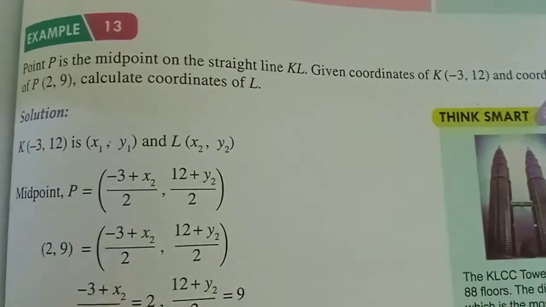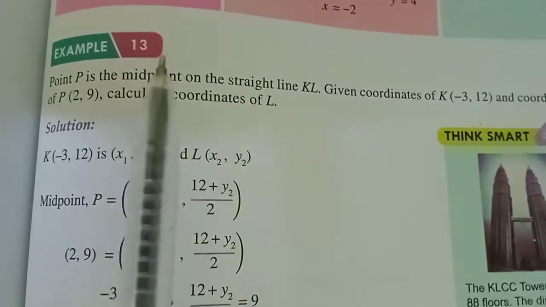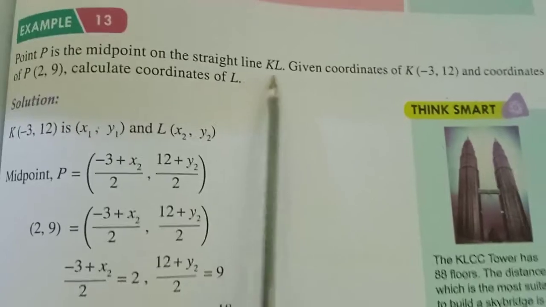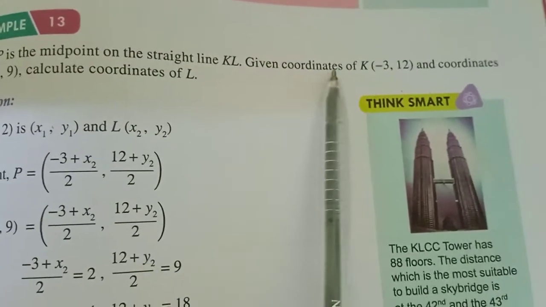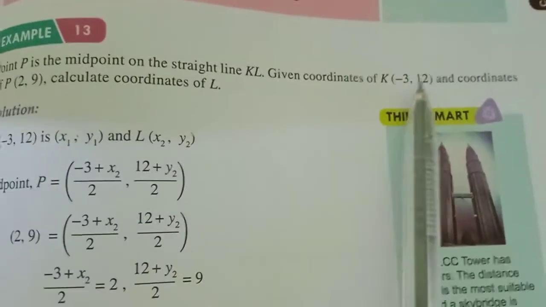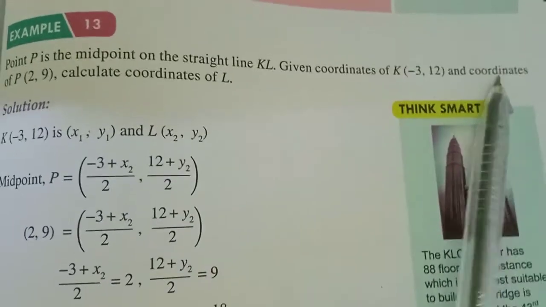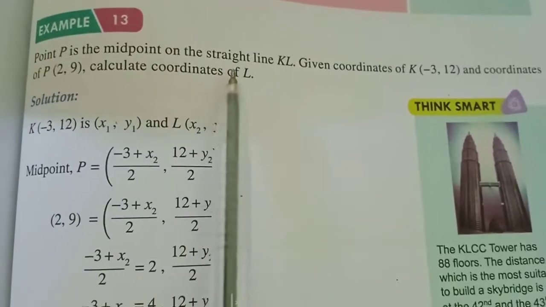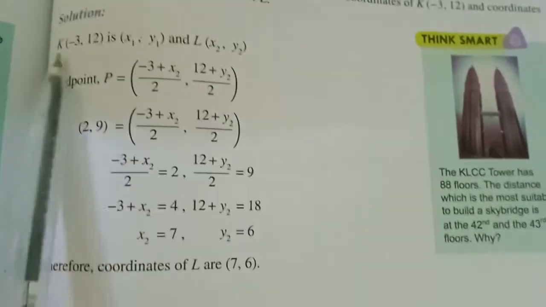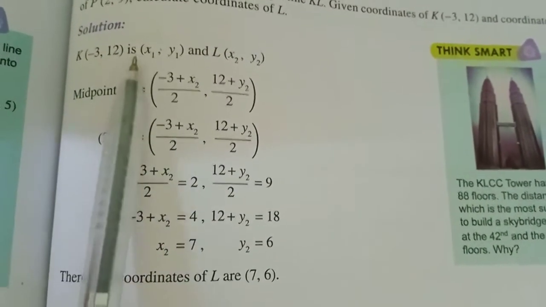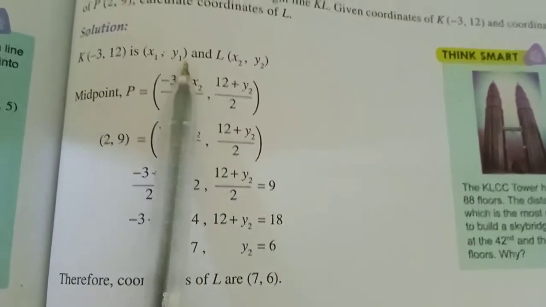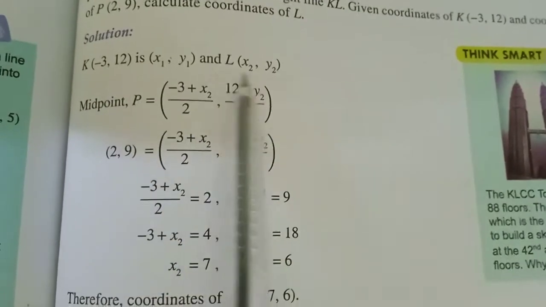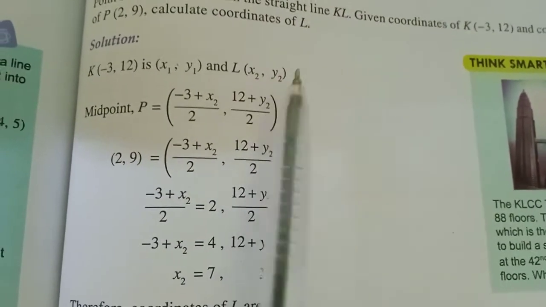Example 13. Point P is the midpoint on the straight line KL. Given coordinates of K (-3, 12) and coordinates of P (2, 9). Calculate the coordinates of L. K (-3, 12) is x1, y1. x1 is -3, y1 is 12, and L is x2, y2.